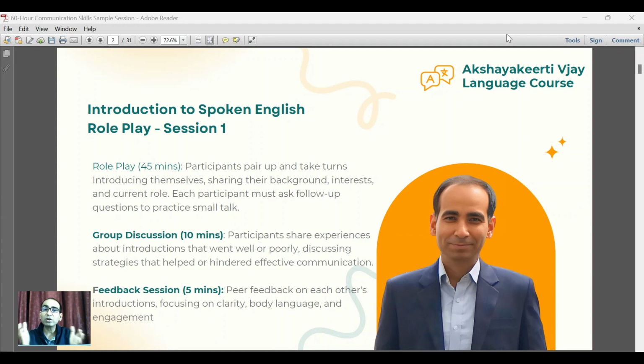The duration of the role plays might differ. Sometimes it may be 30 minutes, sometimes 15 minutes, sometimes 45 minutes. Here is one role play which I have taken, in which one participant has to introduce himself to the other participant. Then we will have a group discussion about the interaction, how it went, and a feedback session.